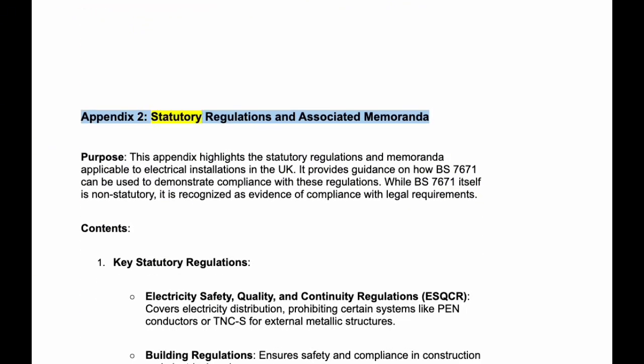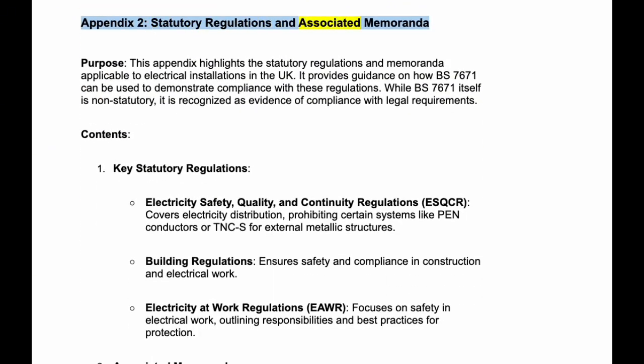Appendix 2. Statutory regulations and associated memoranda. Purpose. This appendix highlights the statutory regulations and memoranda applicable to electrical installations in the UK. It provides guidance on how BS 7671 can be used to demonstrate compliance with these regulations. While BS 7671 itself is non-statutory, it is recognized as evidence of compliance with legal requirements.